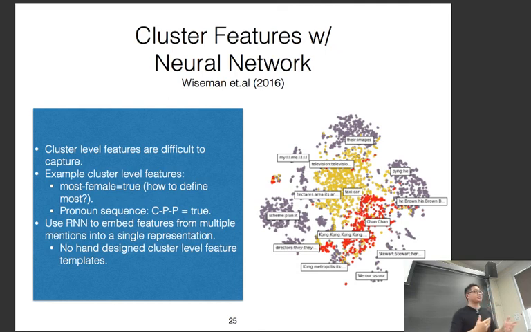This can somehow capture the "most mentions are female" kind of phenomenon. They've shown this by plotting their cluster representations at the end. In this graph, each different color represents a somewhat different characteristic of the mentions. Some clusters are about pronouns, some clusters are about locations, and whatever.